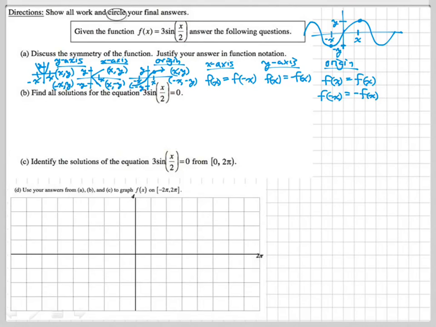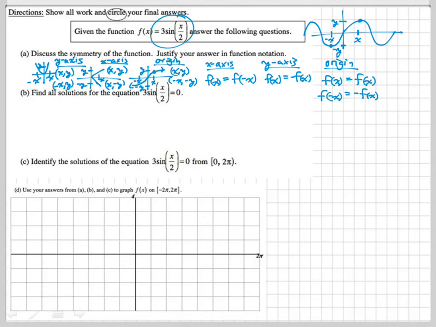We can also look at the tangent function, but let's just look at the sine right now. So there is symmetry here, because this graph hasn't been shifted. There's no phase shift. It's just been stretched, and the period has scrunched the graph. So there's going to be symmetry here.